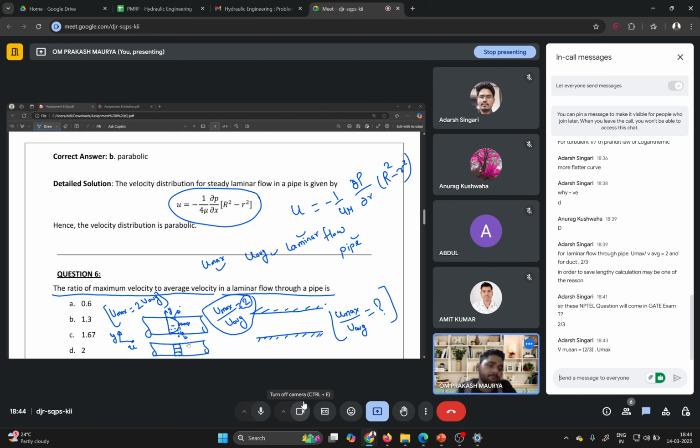So you are asking whether NPTEL questions will come in the GATE exam. It might not come directly, but you can think some important concept-based questions may come. Yes, some questions in your assignment are very important. Actually, the assignment question level is very low compared to the GATE exam, but some questions in your assignment are at the level of GATE. So you can expect the concept in the GATE exam, not the direct question.